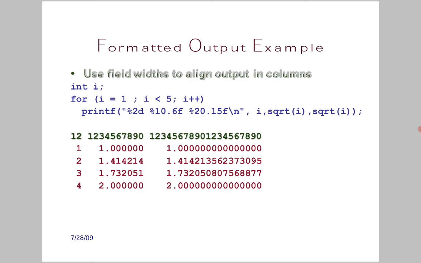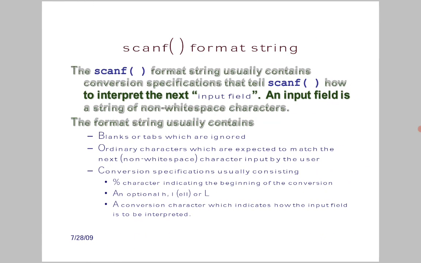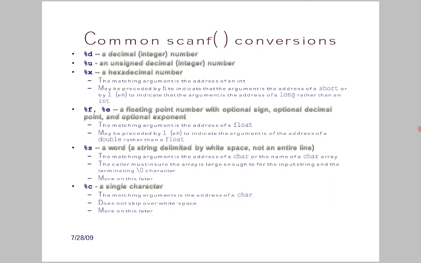So what are the formatted output examples? For formatted output, scanf and printf. Printf is the formatted output function, whereas scanf is the formatted input function. How to use the formatted output function, printf? int i; for i = 1; i < 5; i++, printf within quotes some arguments, comma, values. Next, keyboard inputs: what are the different keyboard inputs used for scanf and printf.